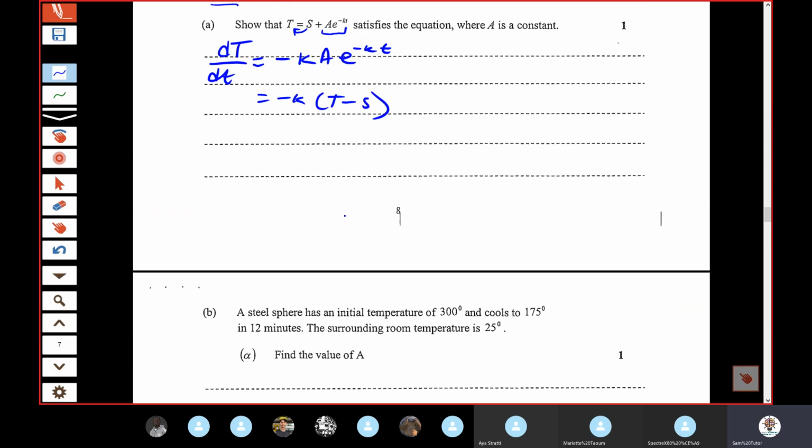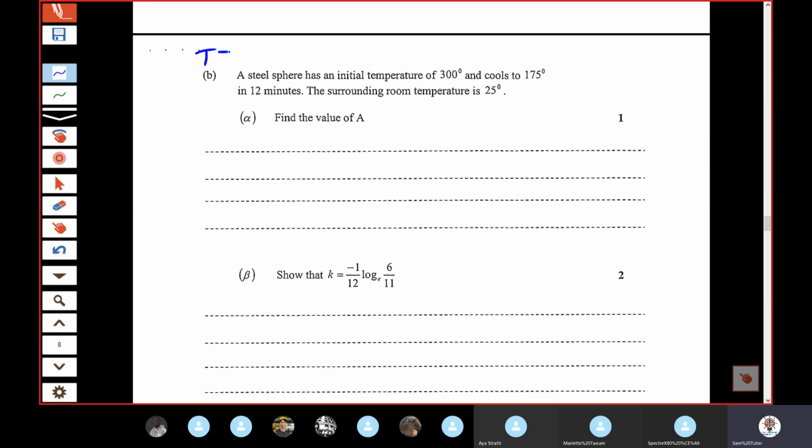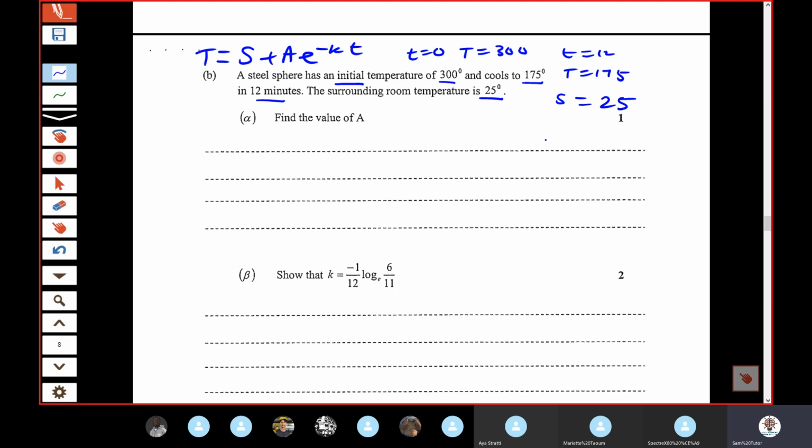Part B. Let's write down the equation so we don't forget it. T equals S plus A e to the negative kt. All right. A steel sphere has an initial temperature of 300 and cools to 175 in 12 minutes. The surrounding room temperature is 25. Find A. So when time is 0, temperature is 300. When time is 12, temperature is 175. And what's the surrounding room temperature again? The S value, the constant air temperature. S equals 25.